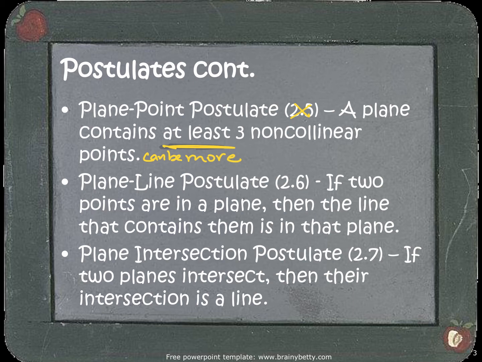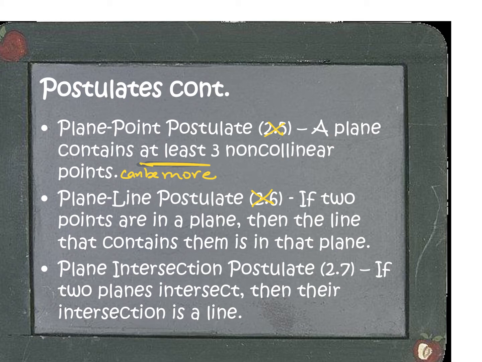Postulate number 6, or 2.6, and again, these numbers are just telling us that this is the 6th postulate in Chapter 2. Again, we don't want to know that number. This one's called the plane line postulate, and this one states that if 2 points are in a plane, then the line that contains them is in the plane. So for example, if I have my 2 points here, and they're in a plane, then the line that contains those 2 points is also in the plane. And that's what the plane line postulate states.